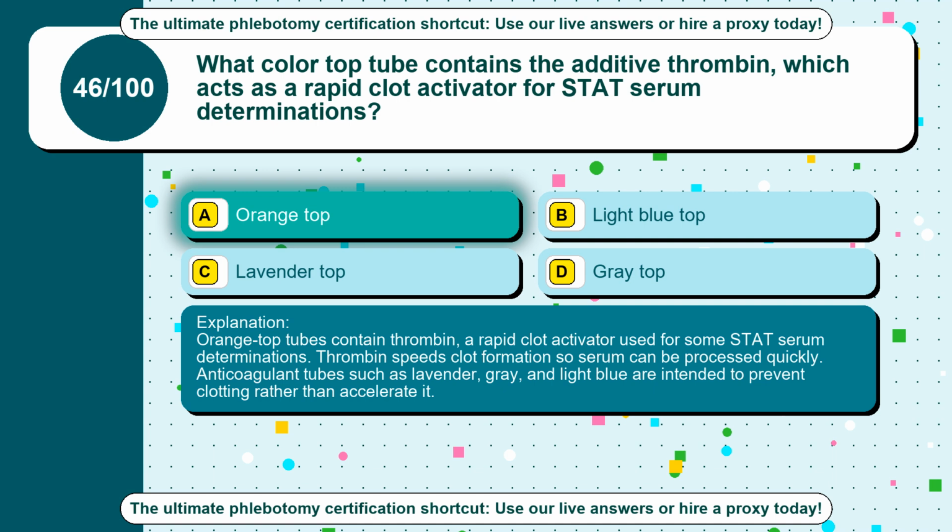Thrombin speeds clot formation so serum can be processed quickly. Anticoagulant tubes such as lavender, gray, and light blue are intended to prevent clotting rather than accelerate it.